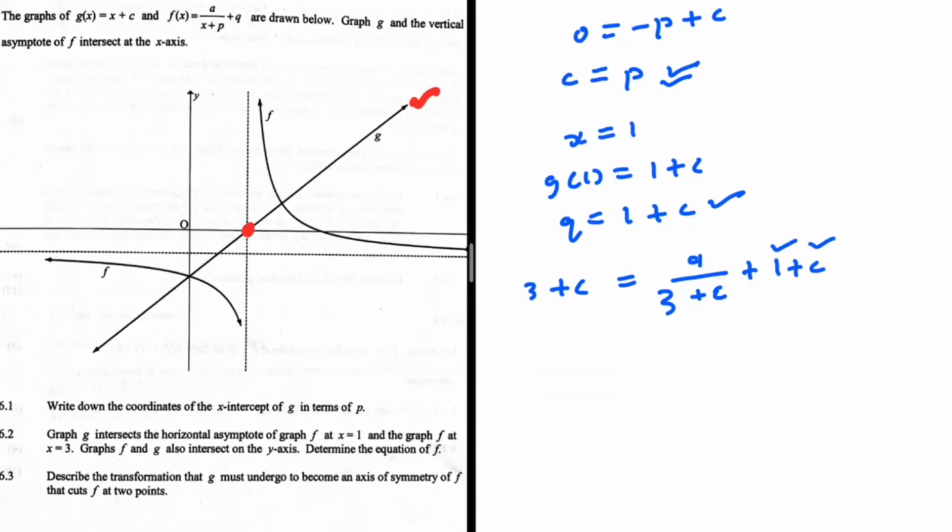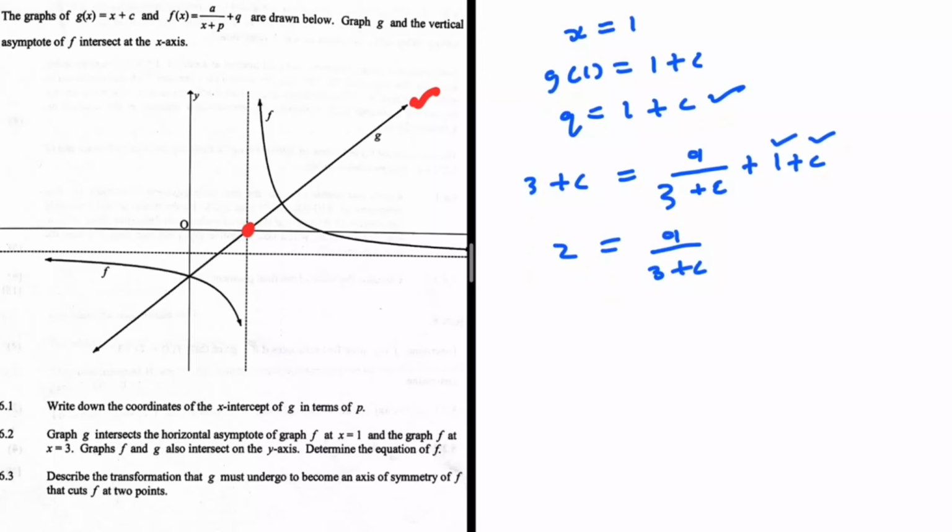So if we take 1 and c to the left hand side, we get 2 equals a divided by 3 plus c. A is equal to 6 plus 2c. This looks like an equation. Let me call it equation 1. So which piece of information have I used? The fact that they're equal to each other at x equals 3.